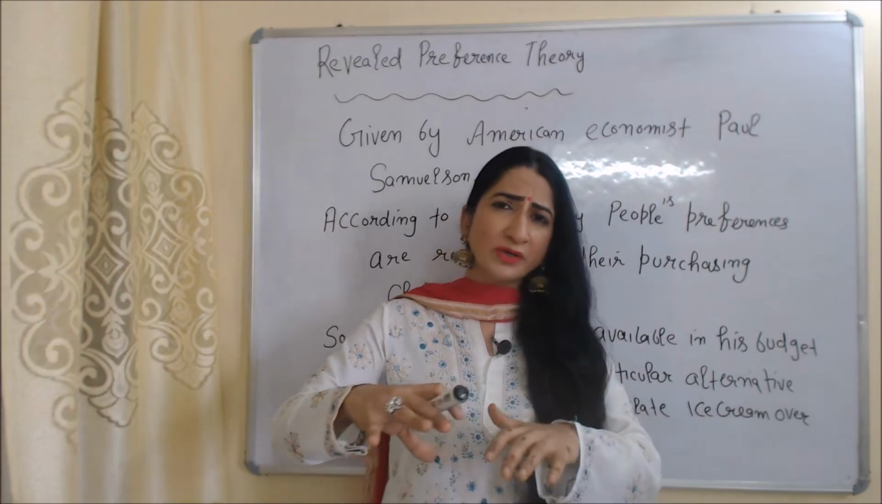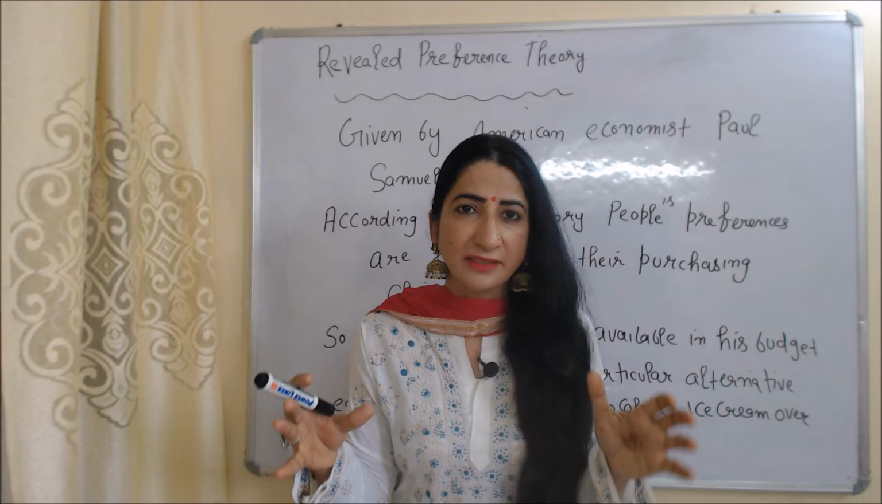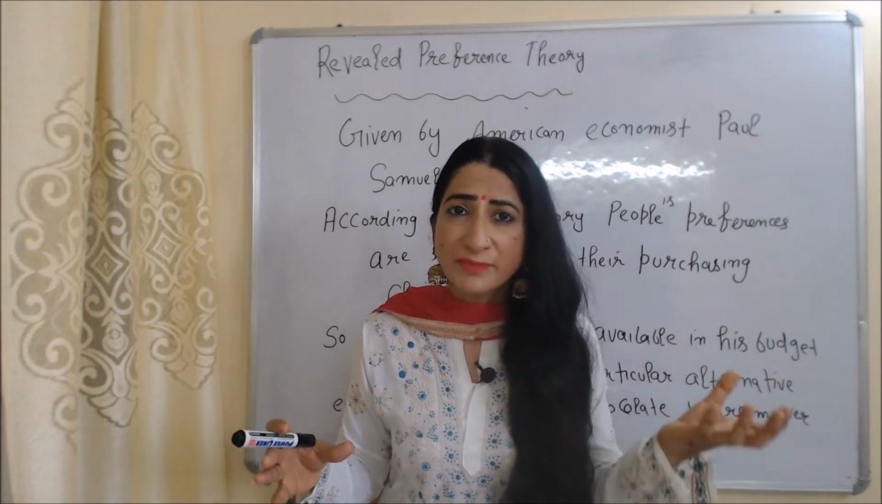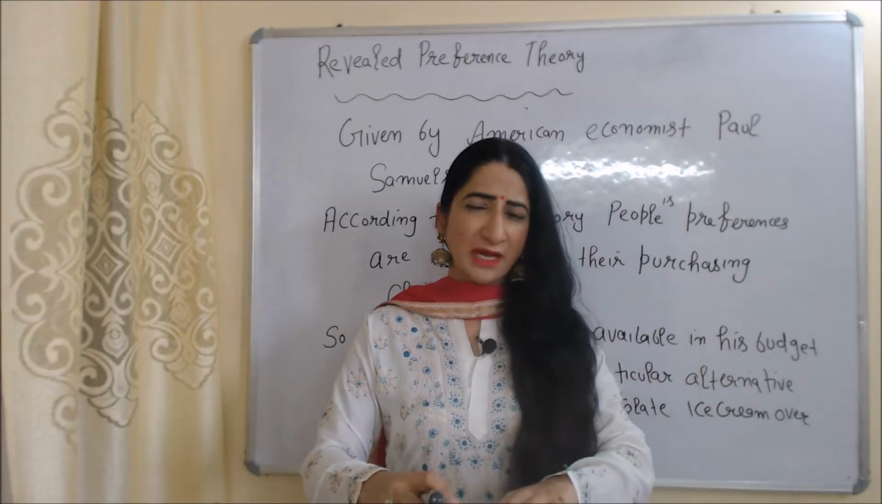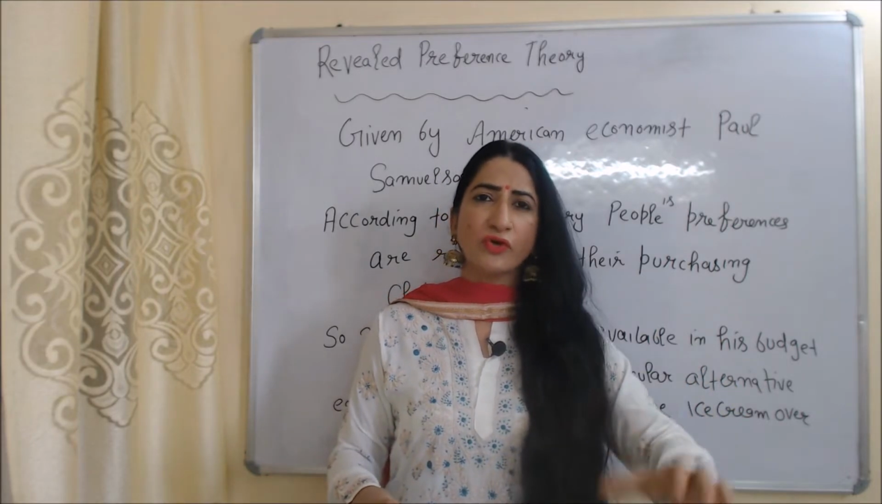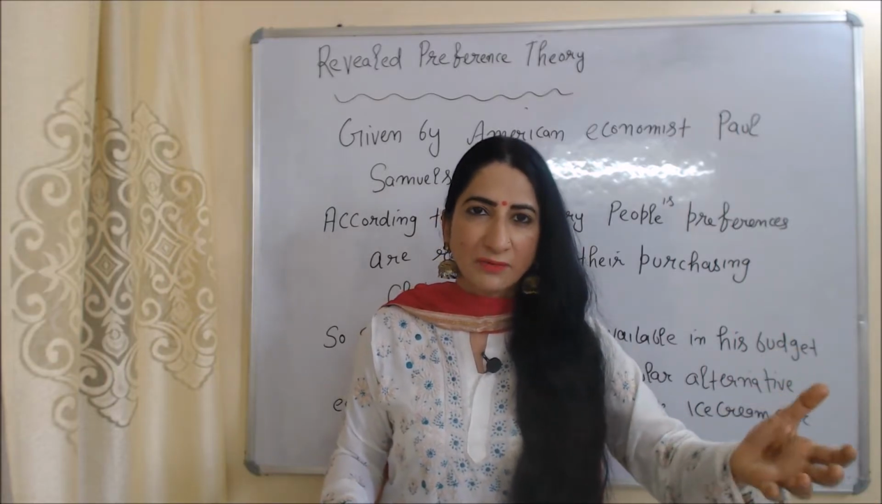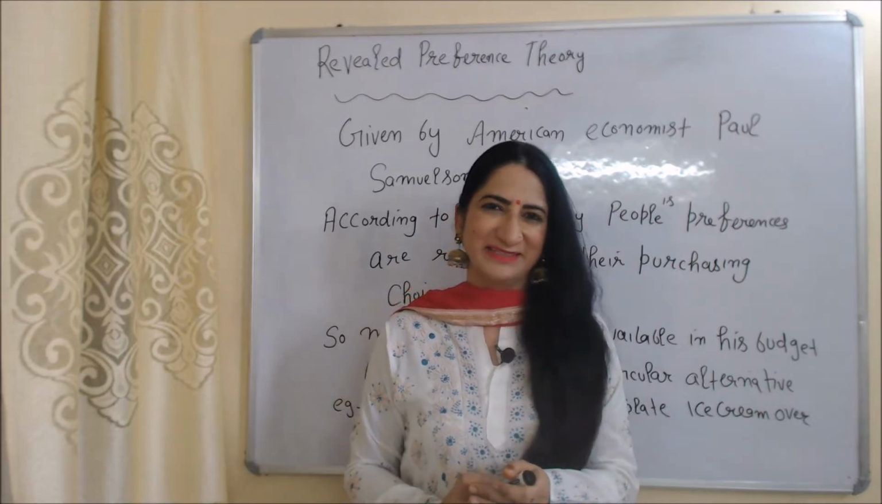This means that so many alternatives are available in his budget, but he will select one particular alternative, and the selection of one particular alternative will reveal his preference. For example, if a consumer chooses chocolate ice cream over vanilla ice cream, it reveals that the consumer prefers chocolate ice cream over vanilla ice cream.